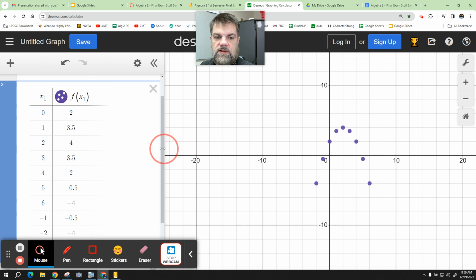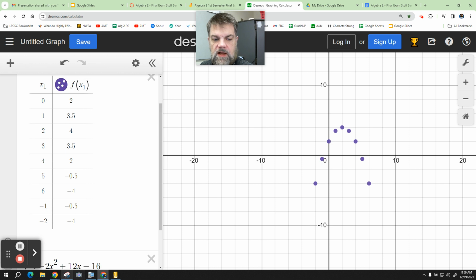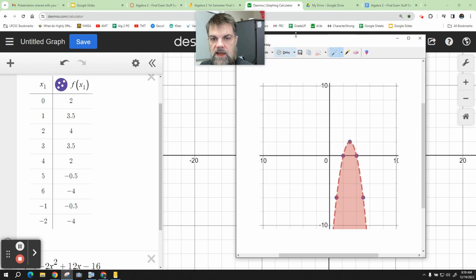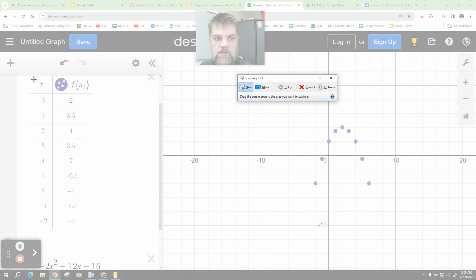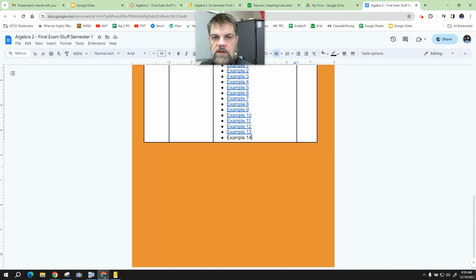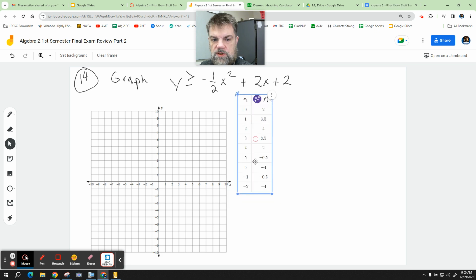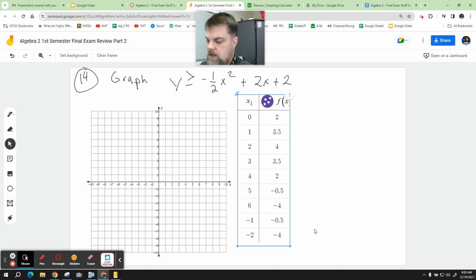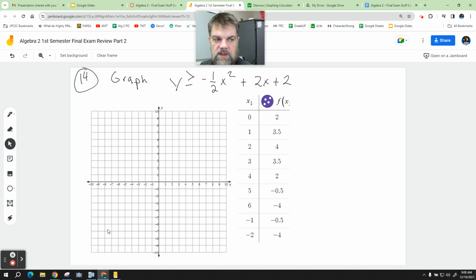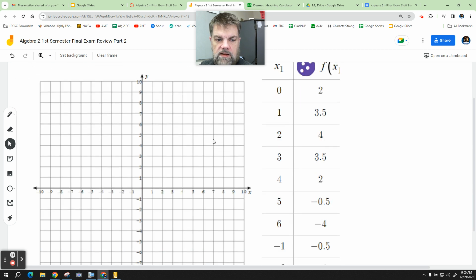So anyways, what I'm going to do is screenshot my table of values, and that way I know what I need to graph. So we end up coming over here. We're just going to plot these points, right? I'll zoom in a little bit so you guys can see it way in the back.